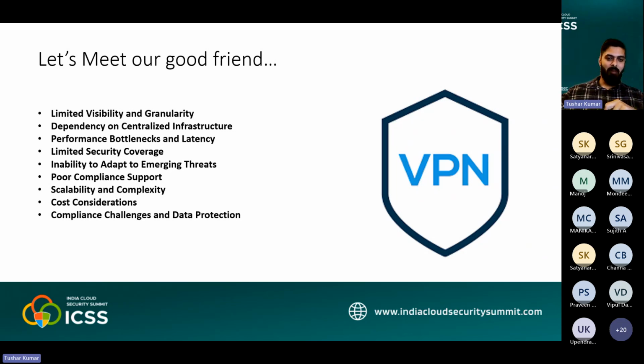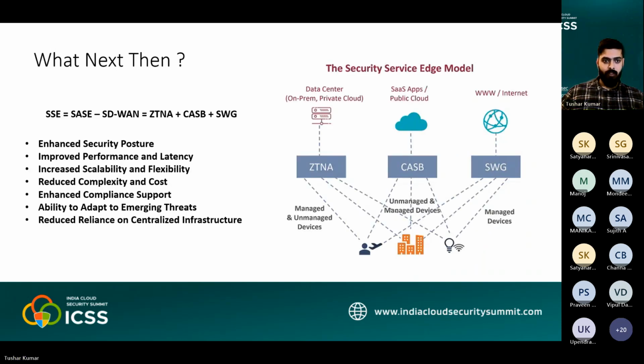You have an appliance to manage in your on-premises network and all those things. So there is another blocker, another challenge that we had with VPN, which comes down to having a dependency on a centralized infrastructure.